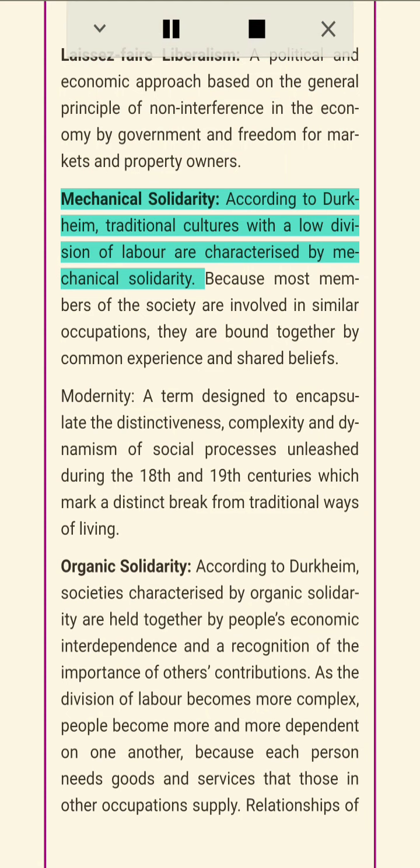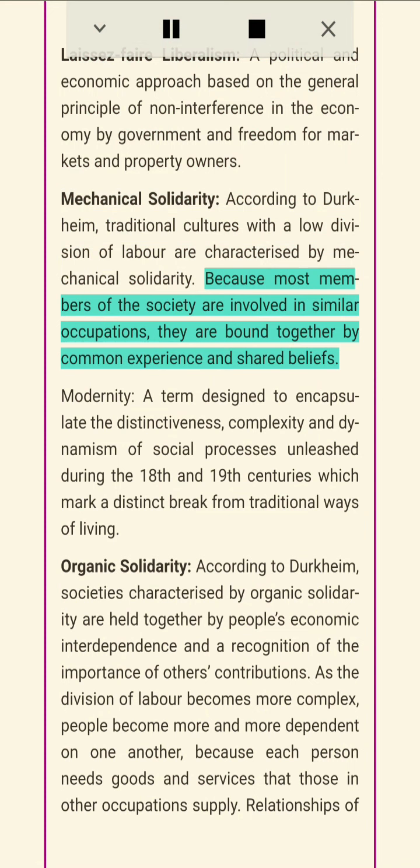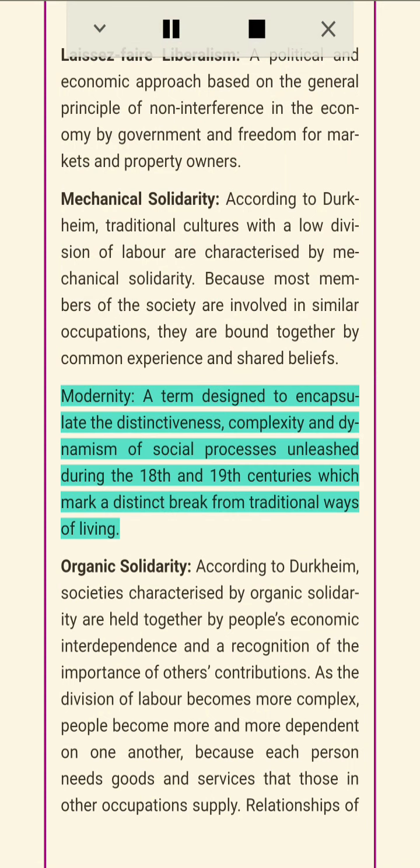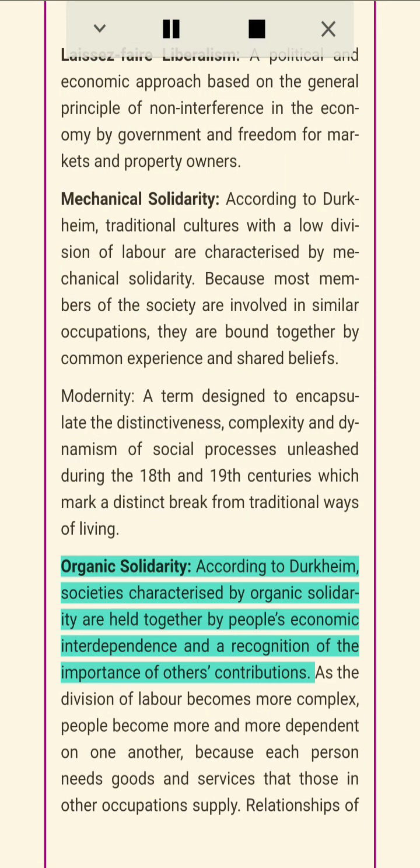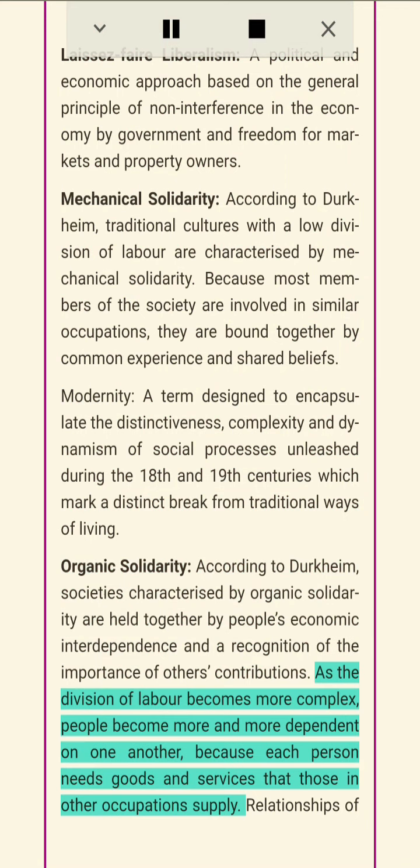Mechanical solidarity: according to Durkheim, traditional cultures with a low division of labor are characterized by mechanical solidarity. Because most members of the society are involved in similar occupations, they are bound together by common experience and shared beliefs. Modernity: a term designed to encapsulate the distinctiveness, complexity and dynamism of social processes unleashed during the 18th and 19th centuries, which mark a distinct break from traditional ways of living. Organic solidarity: according to Durkheim, societies characterized by organic solidarity are held together by people's economic interdependence and a recognition of the importance of others' contributions.